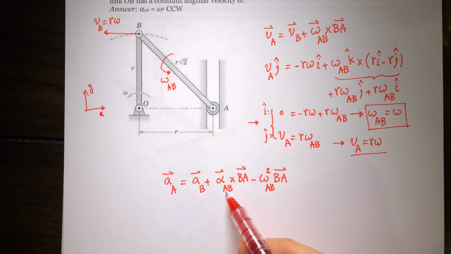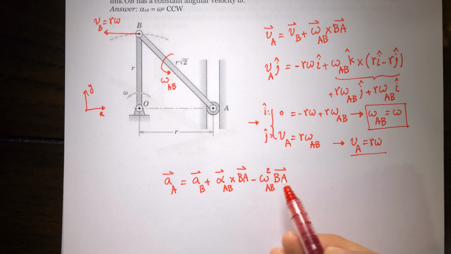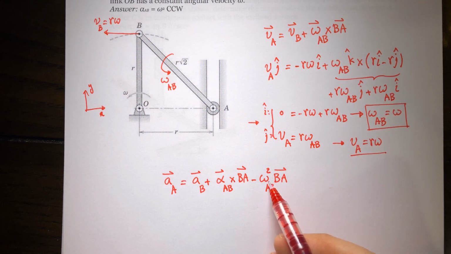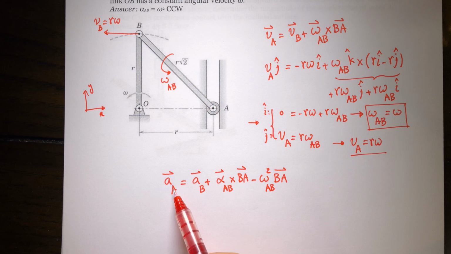Now here, alpha AB is unknown, but we know it's going to be in the k direction or negative k direction. So we have one unknown here, the magnitude of this vector, alpha AB. BA, we know what this vector is. Omega AB, we found it in the previous part, right? And because we found it, it's not unknown anymore. So at the moment, we have only two unknowns here, acceleration of A and alpha AB. So we should be able to use this equation to find alpha AB and also acceleration of A.